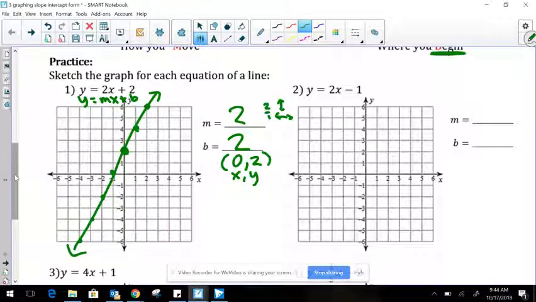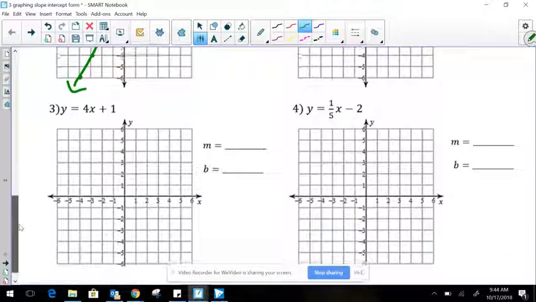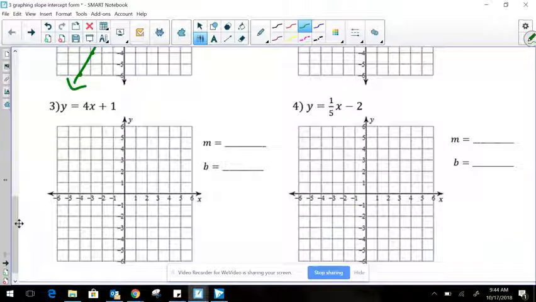Okay, so let's try number 4 here. Y equals 1/5 x minus 2. So I'm going to start with my b. My y-intercept, that's -2. So I wrote it as a point. It'd be 0, -2. I'll graph that point. Now my slope, that's 1/5.